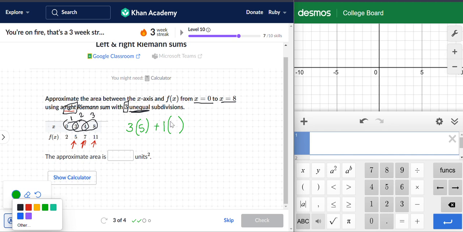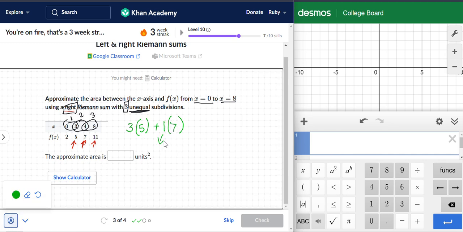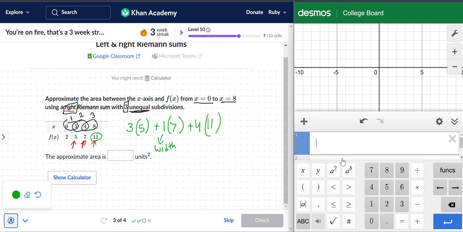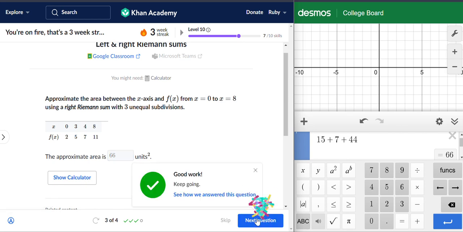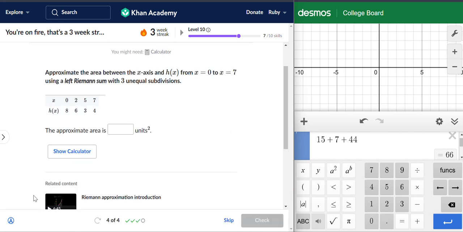It's 7, yes. So this 1 is the width or the distance between the x's, and the 7 is the rightmost point, the rightmost f of x. And then 4 and 8, 4, then the rightmost point is this one. So we have 15, 7, and 44, which will give us 66. Let's check. That's correct. Okay.